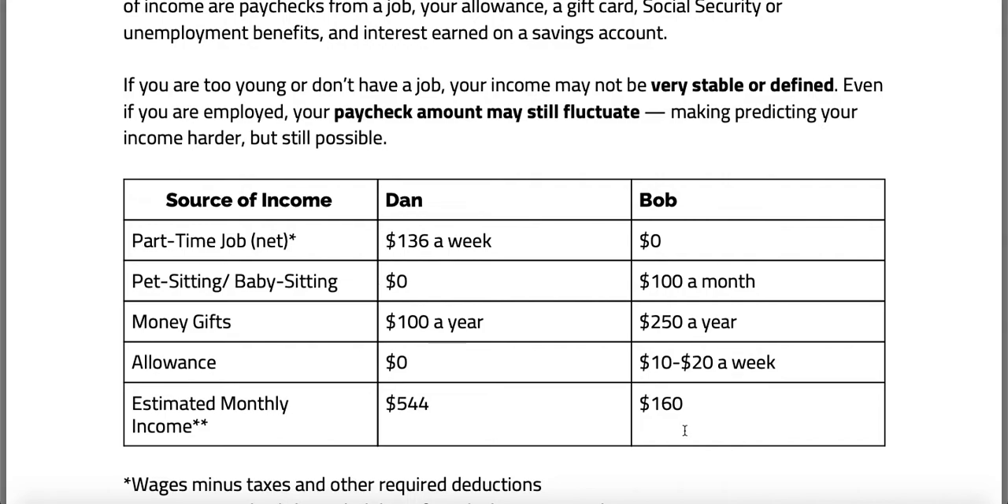Take some time to think about what your sources of income are and how much you make either per week, per month, or per year, and then try to determine your estimated monthly income. Remember that your paycheck amount might fluctuate, making predicting your income harder, but still possible. Try to estimate to the best of your abilities.